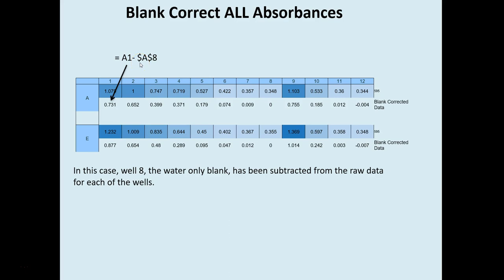The dollar sign tells the Excel program to keep that constant for any well that you're putting that formula in. So for the entire row, in this case. So you would do that. For row E, you would do the same thing. That value will be different because the A8 value is different in this case. In this case, it's E8. So you would write the formula equals E1 minus dollar sign E dollar sign 8. So it keeps that constant for this row. For row E, it would be E instead of A.